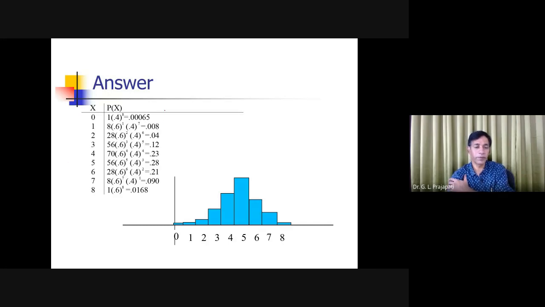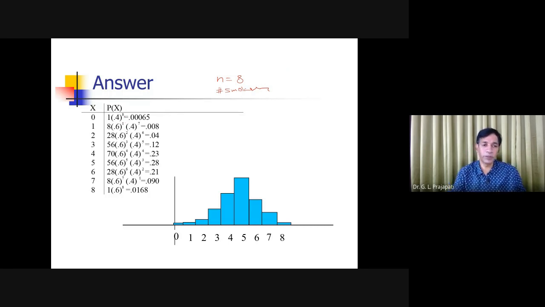The total number of people you are going to observe is 8 cases, so n is equal to 8. A success means you are finding a smoker, so the number of successes is the number of smokers. And the probability of success is 0.6.